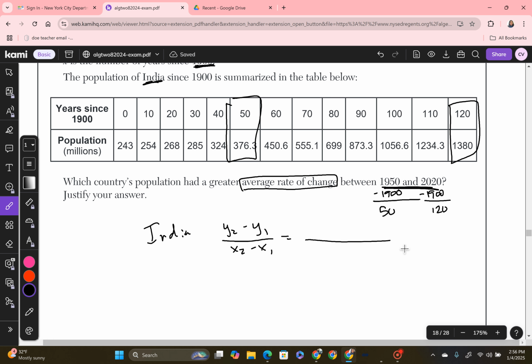Here's our x1, x2, here's our y1, y2. So y2 is 1380 minus 376.3, all over 120 minus 50. And what does that equal? Put that into the calculator and you get about 14.3. All right, so that's for India.